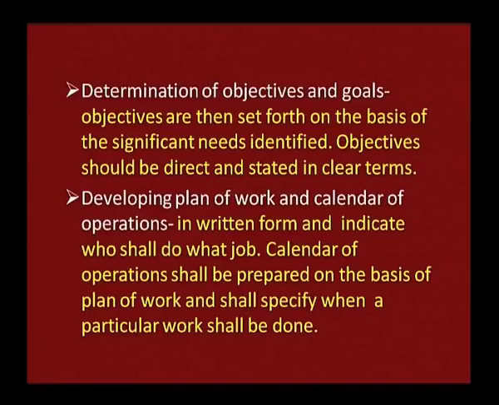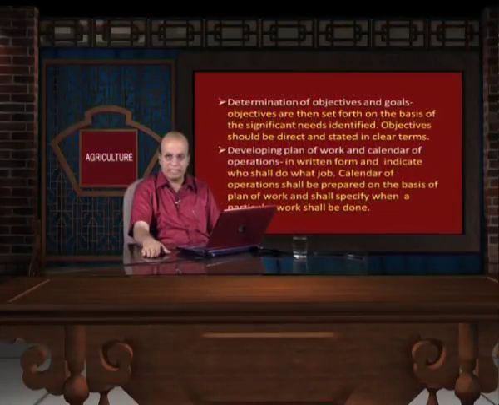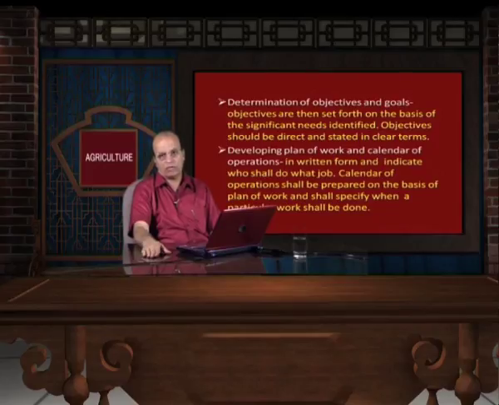Then determination of the objective and goal. Once the problem has been identified and remedial measures have been sorted out, you have to determine the objectives and goal. Objectives are set forth on the basis of significant needs identified. Objectives should be direct and stated in clear form. We have already discussed this matter. There are two types of objectives in the implementation of the program. One is informative, another is persuasive.